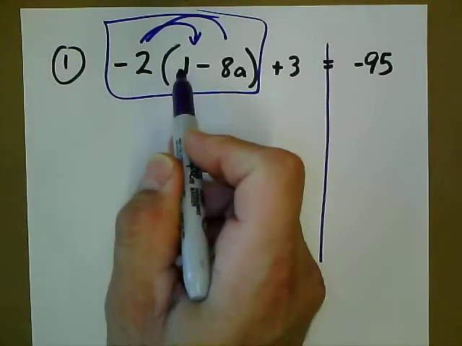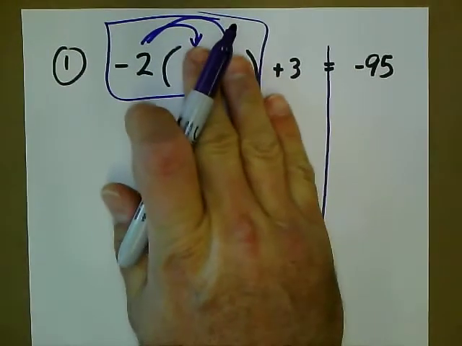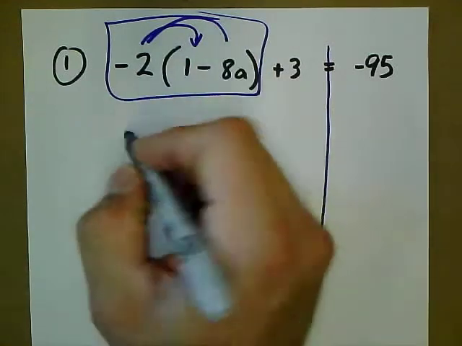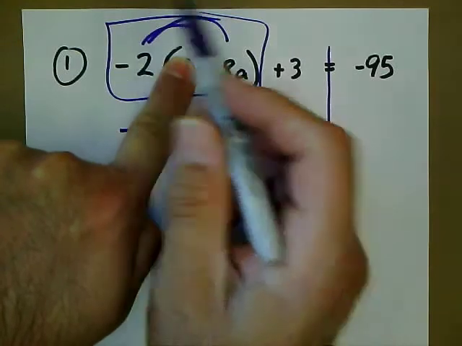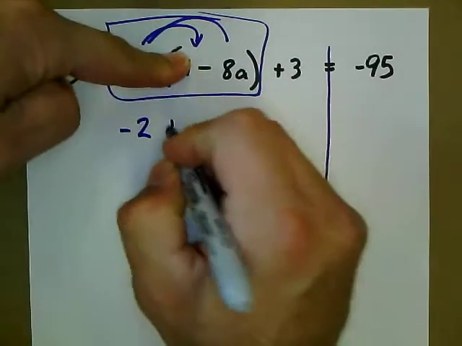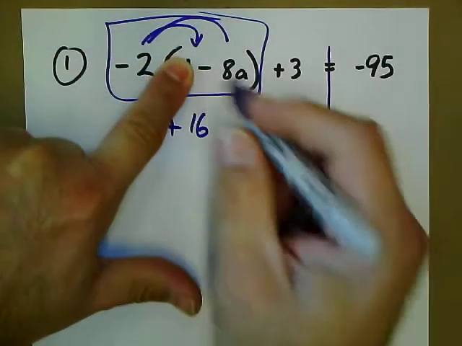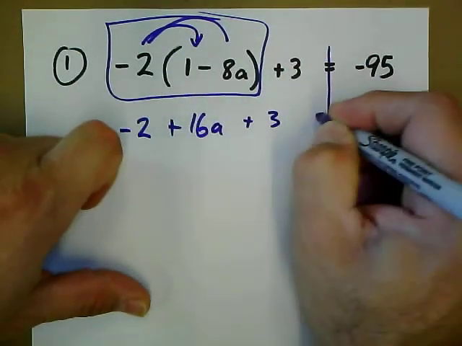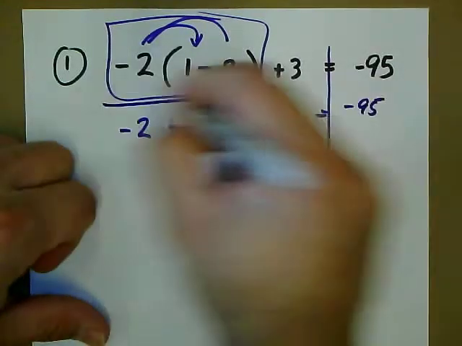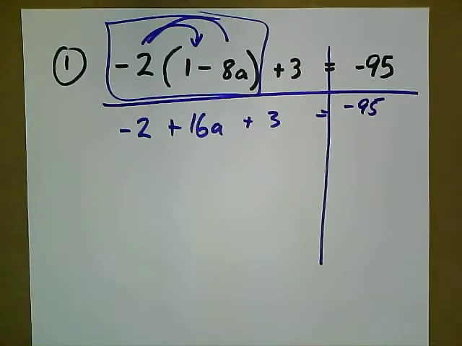So negative 2 times 1. We don't look at that one. That doesn't belong to it. Negative 2 times 1, that's negative 2. Then we cover that up, and we have negative 2 times negative 8, which is positive 16, or we'll say it's a plus, and they have an a together. We put the a on it. We bring down the 3, the equals, and the negative 95. Minus 95, whatever.